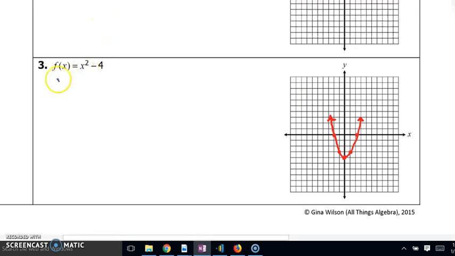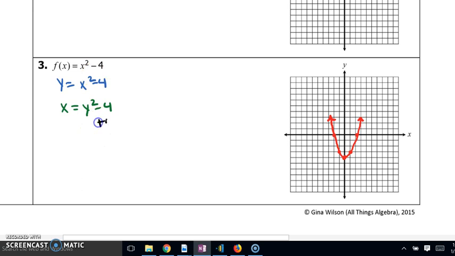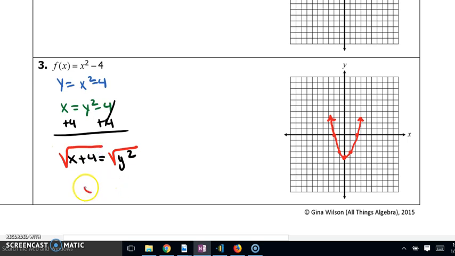Now let's find the inverse. We're going to change this to y equals x squared minus 4, and then switch x and y, and then we're going to solve for y. Add 4 to both sides, and you get x plus 4 equals y squared, and then take the square root of both sides, and we get f inverse of x equals the square root of x plus 4.